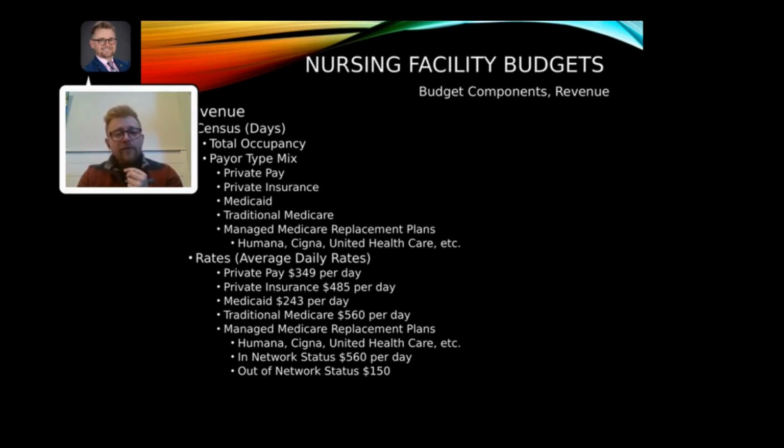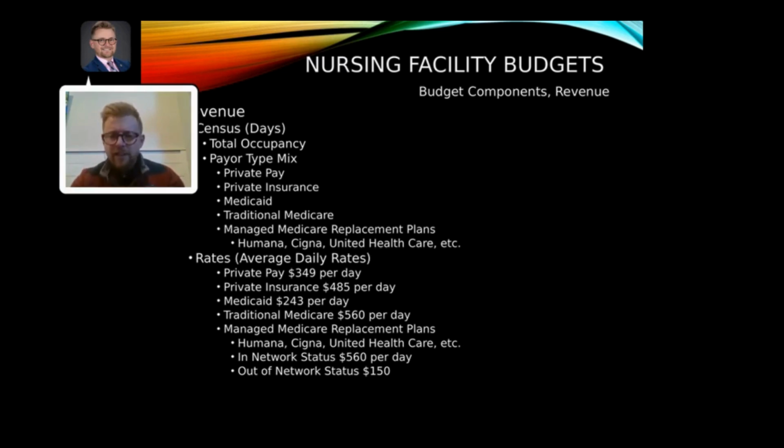If you're looking at the revenue side of your budget, let's take traditional Medicare as an example. If you are budgeting that you're going to have an average daily census of 15 Medicare on average, then what you will budget to correlate to that Medicare census is a rate, right? Those rates would be what you're going to get paid per day, that per diem, for a patient who is under the Medicare umbrella.